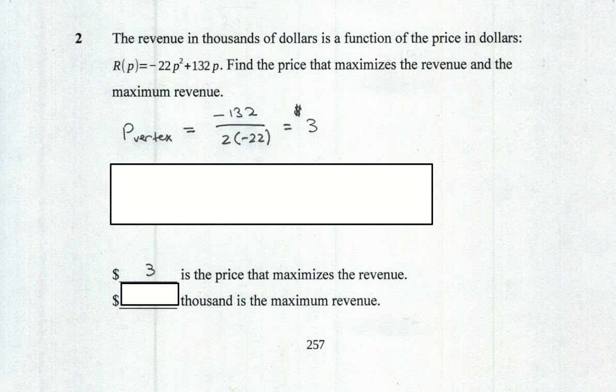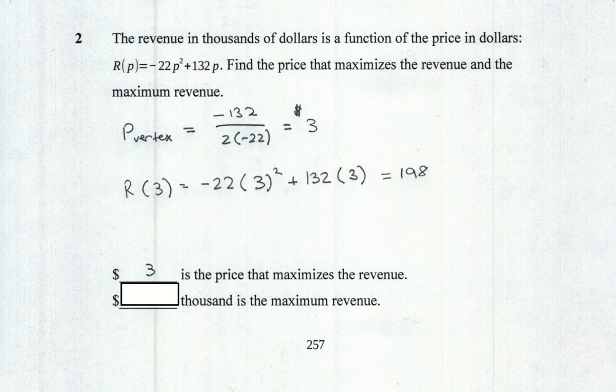So let me point out what that means. If you raised the price to $4, your revenue would go down. If you lowered the price from $3 to $2, your revenue would go down. It is the price component of the vertex. Now we also want to find the revenue. So we know that p equals 3. So wherever we see a p, we substitute in 3. So we do some arithmetic, and out pops 198. Remember, that's interpreted as thousands of dollars. So that's about $200,000 in revenue.